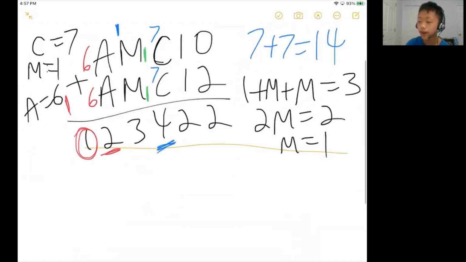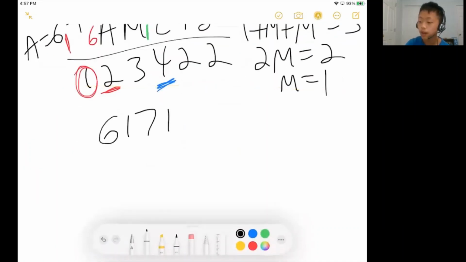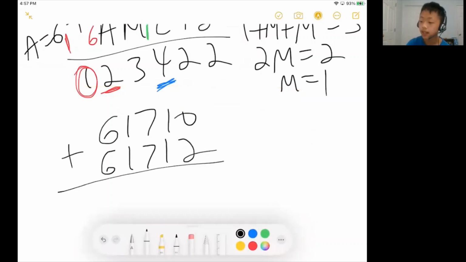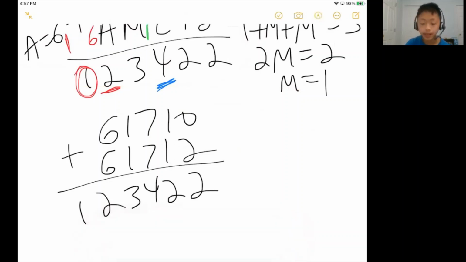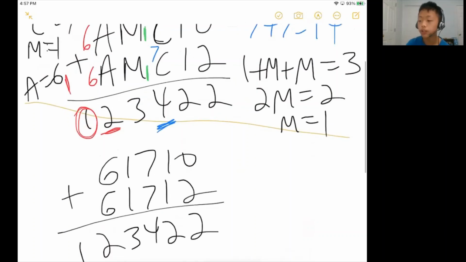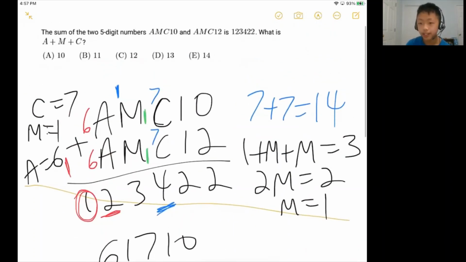If you want to verify, 61710 plus 61712, if you add these, we get 123,422. Sometimes it might be a good idea to check it again. In these kinds of questions, after you do a bunch of logic, once you find out what all the letters are, it's a good idea to replace all those letters with numbers and do a quick check to make sure that the sum indeed meets the conditions. Because sometimes you're so involved in the logic that you get lost and confuse yourself. So it might be a good idea to check it at the end.